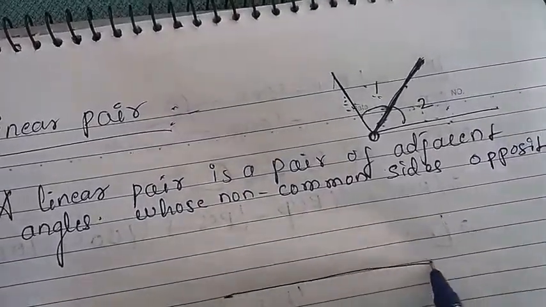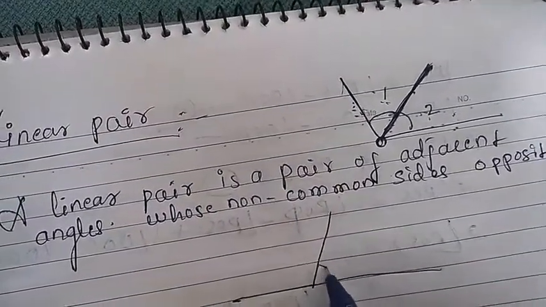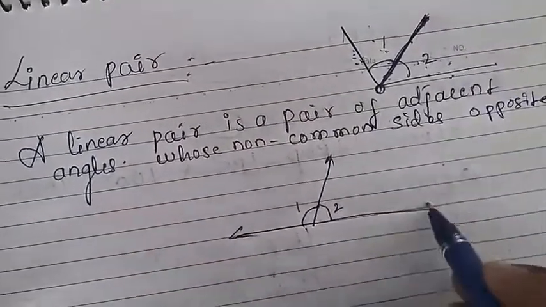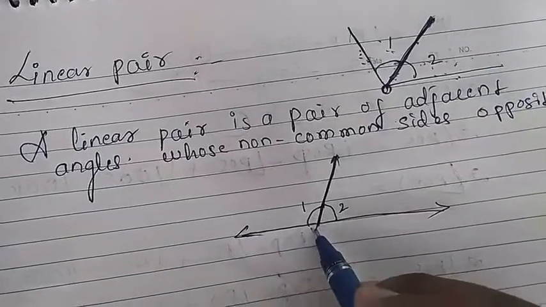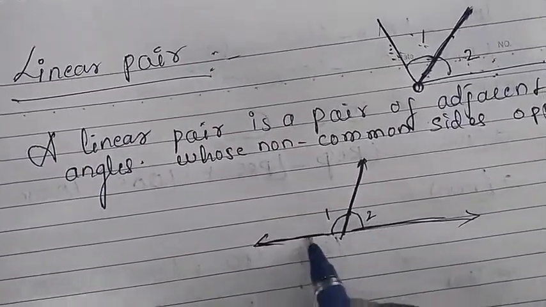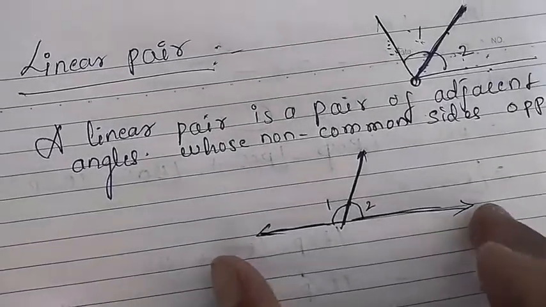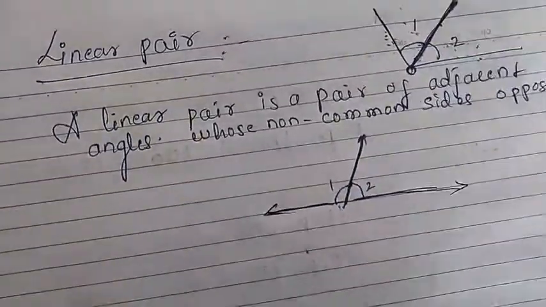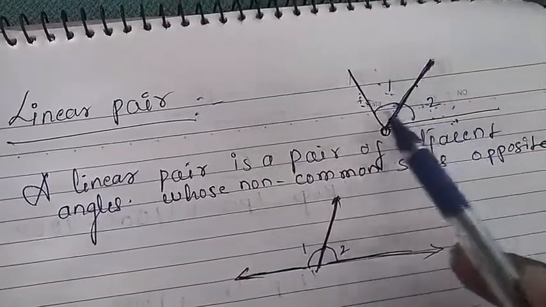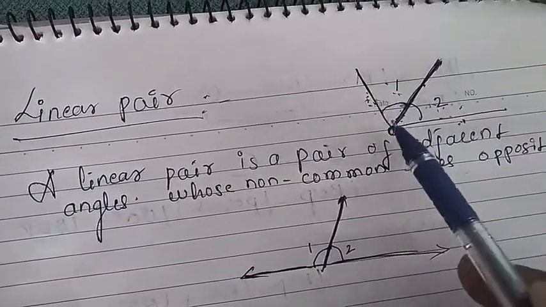Now see, these are adjacent angles. Angle 1 and angle 2 are adjacent angles. This is a common arm. Which are the non-common arms here? This and this. These two non-common arms are not in the opposite direction, not in a straight line. They are on different sides here, but it is not opposite.